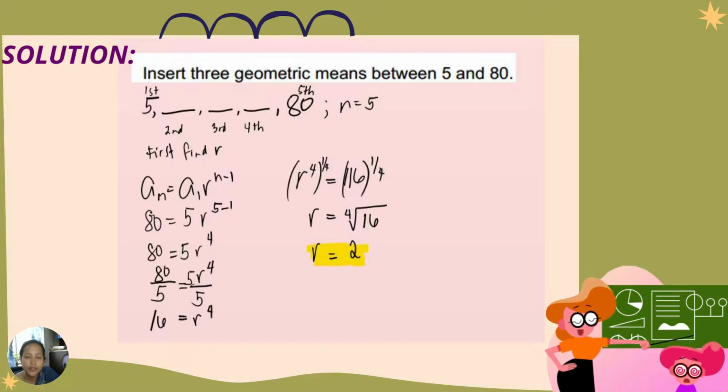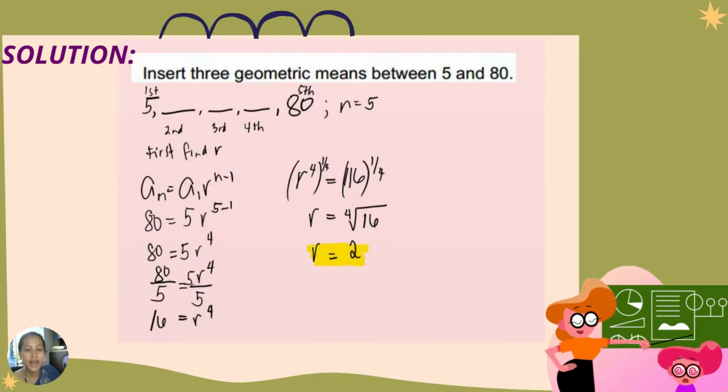Then, before we find the second, third, and fourth term, we have to know our common ratio first in order for us to find our 3 terms in between. So using the formula, a sub n is equal to a sub 1 times r raised to n minus 1. Substitute the given. We have 80 for our a sub n, equal to a sub 1, which is 5, times r raised to 5 minus 1, which will give us 80 is equal to 5r raised to 4.